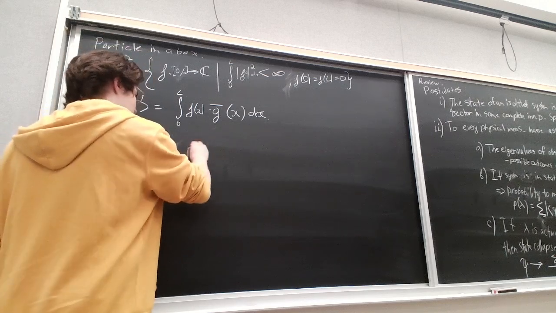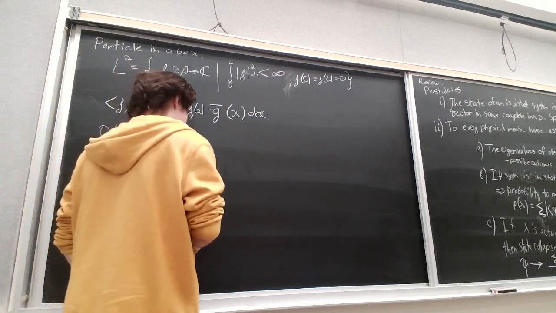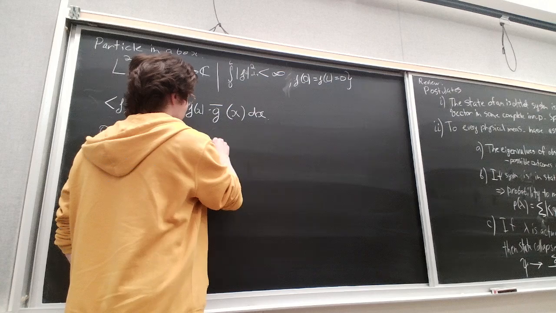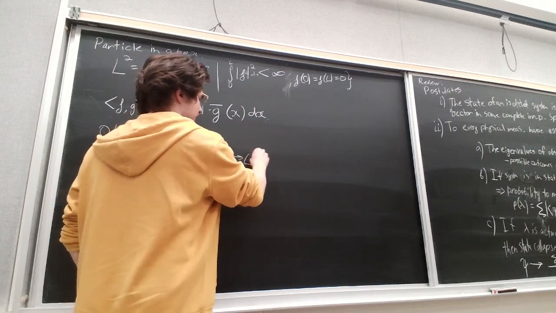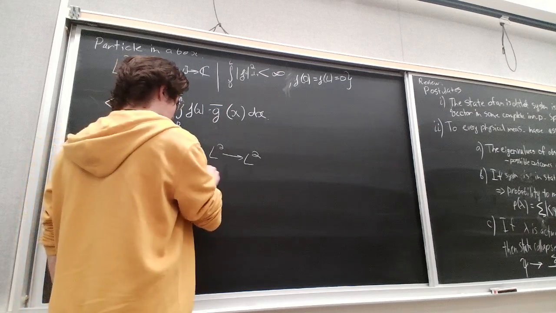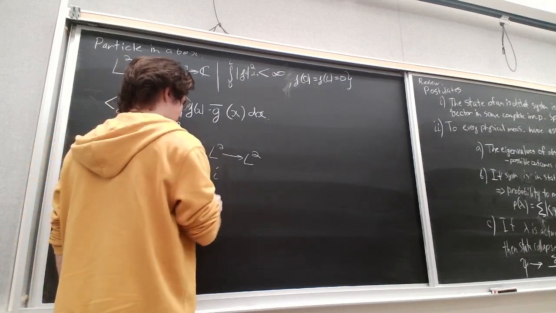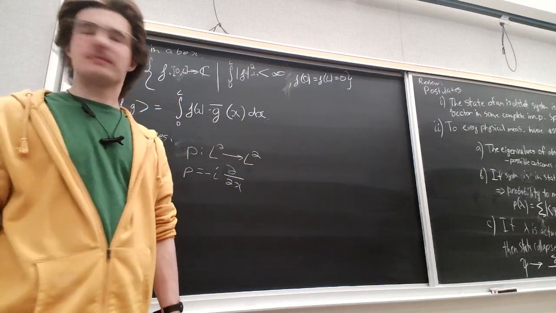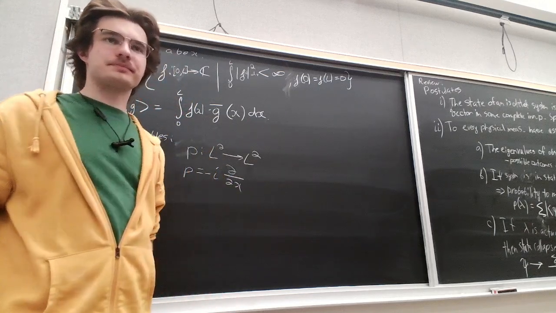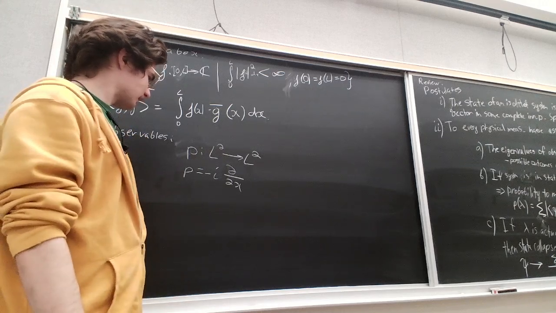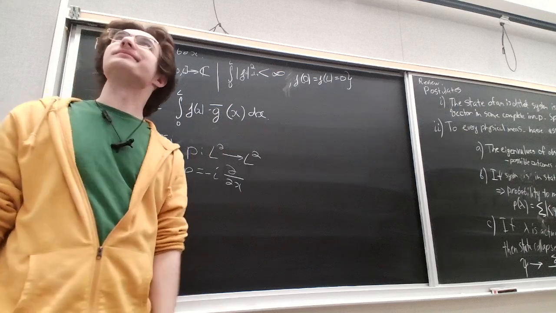Okay. So observables. We're going to define the observable P. Observable P is from where to where? So it's from L2 to L2. Right? Observable P is equal to minus i partial x. Is that right? There's a minus here, so that's good. So, actually, I guess it doesn't matter. Okay.